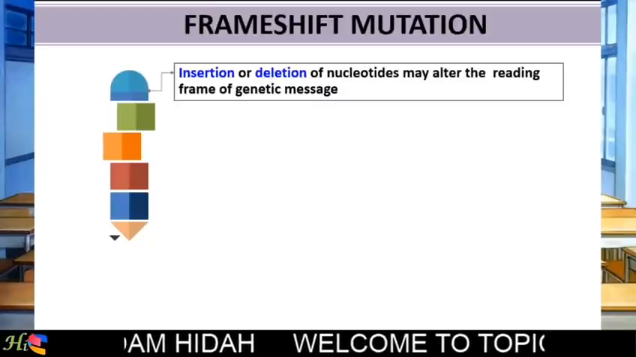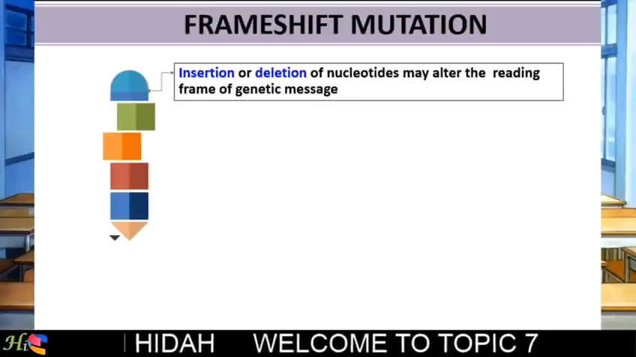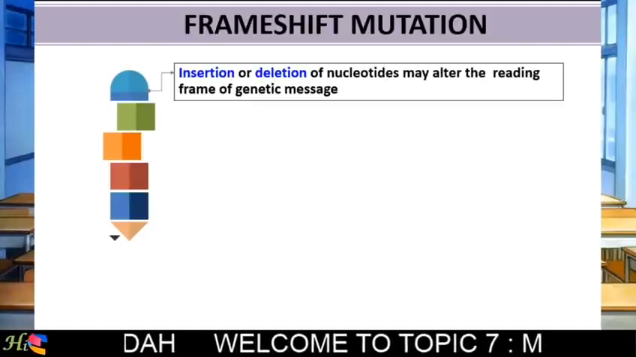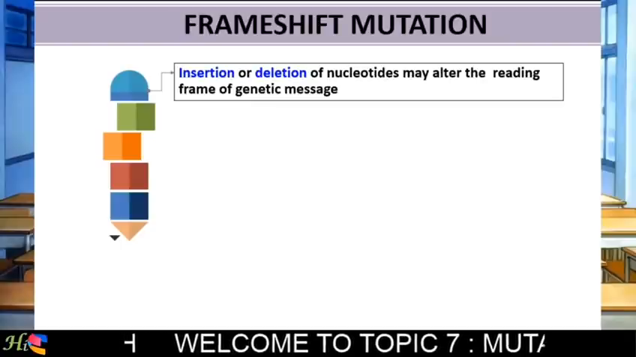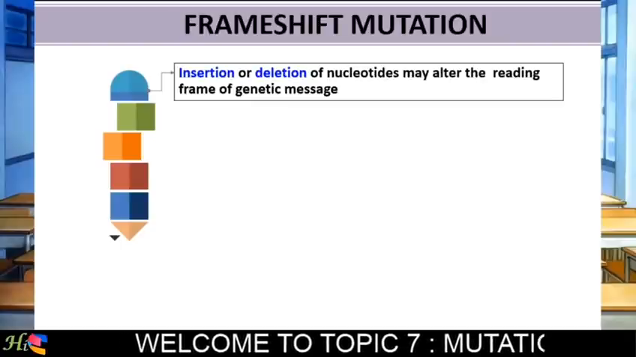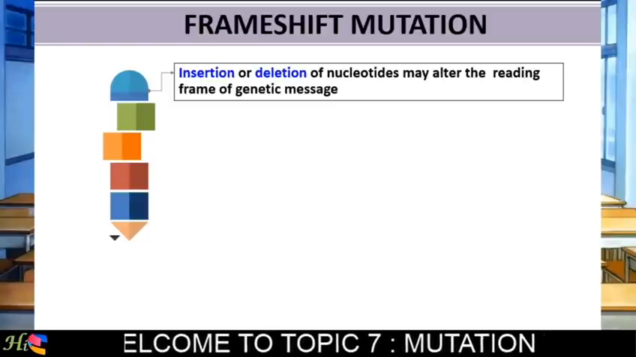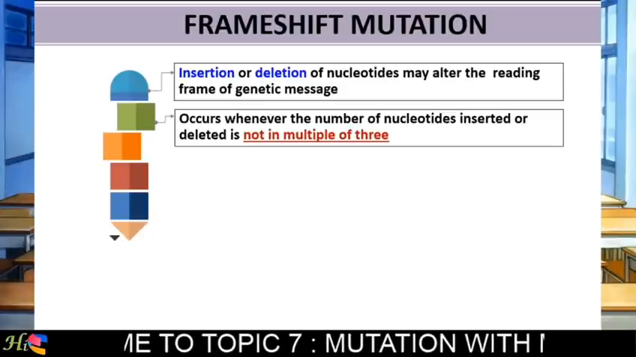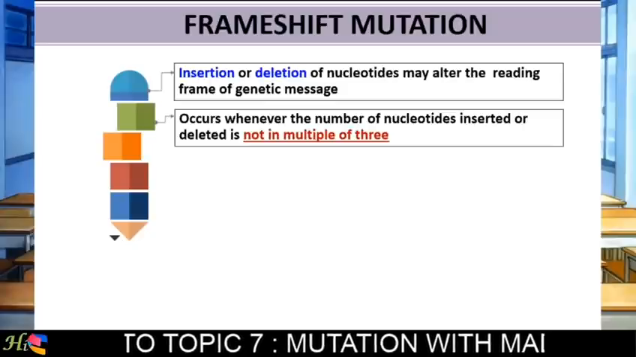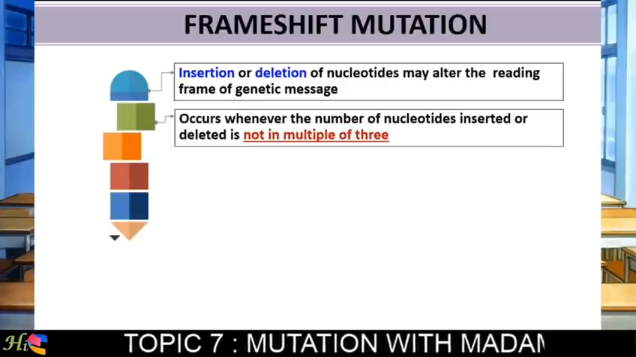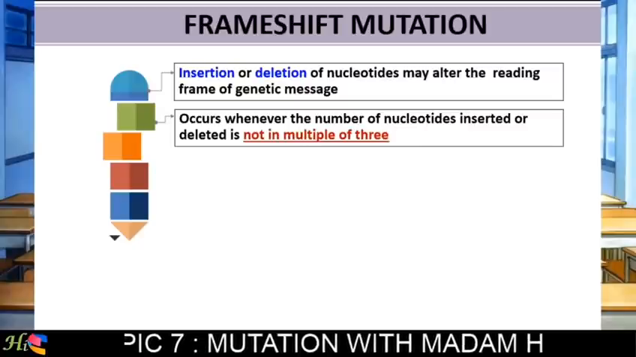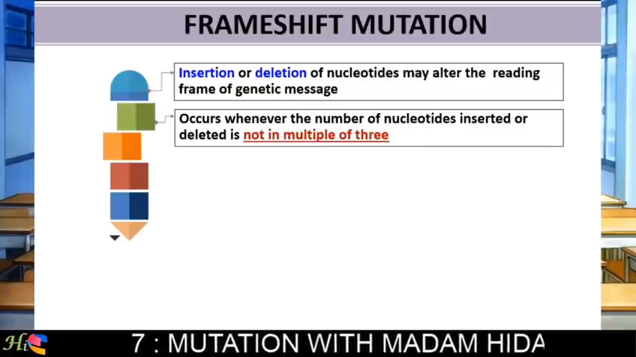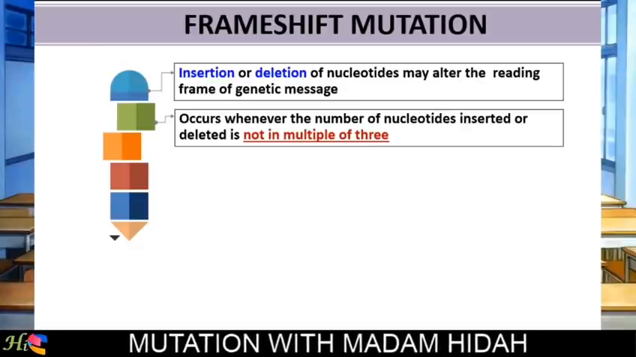Insertion and deletion of nucleotides within the original DNA sequence may alter the reading frame of the genetic base sequence in DNA. Such a mutation is called a frameshift mutation. It occurs whenever the number of nucleotides inserted into or deleted from the original DNA base sequence is not a multiple of 3.